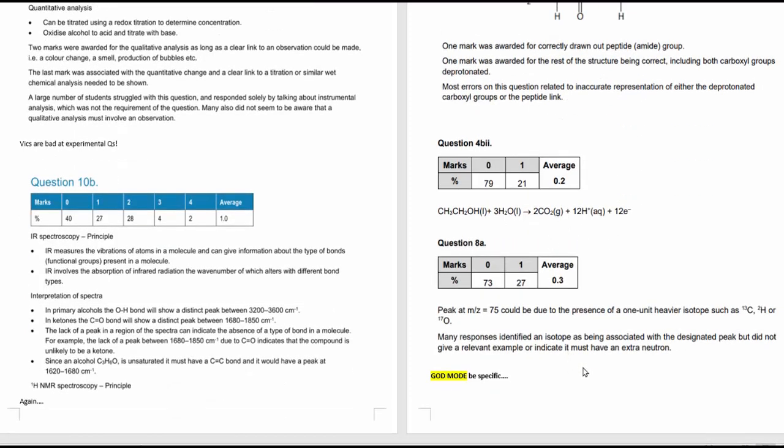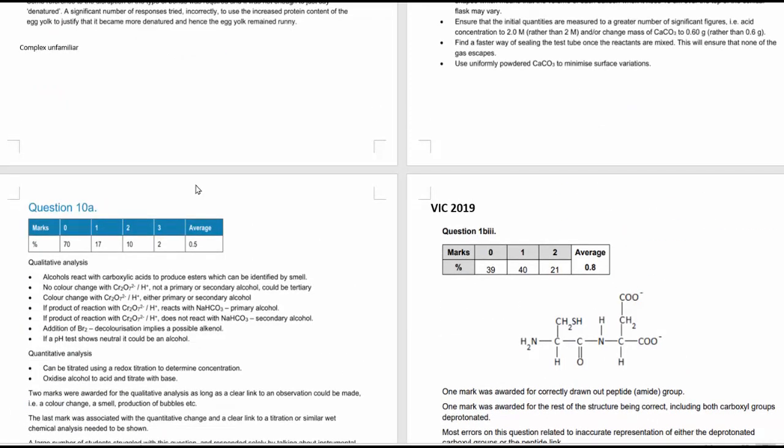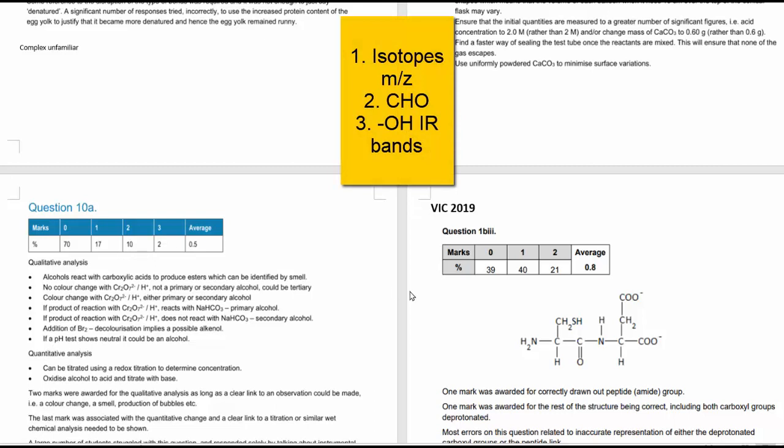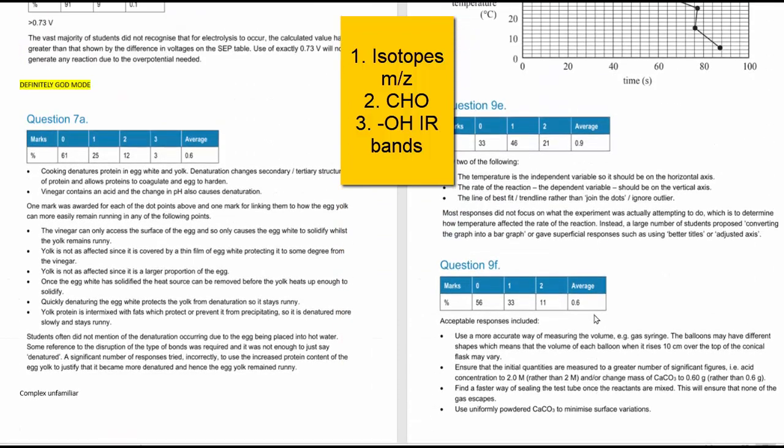Bit of complex unfamiliar, and a bit more complex unfamiliar too with the isotopes. They wanted a specific example as well, not just to say isotope, but give the actual element, or the mass number really. So say it's got an extra neutron or whatever. Okay, so definitely a few evidences of God mode. I wouldn't say the 3 points I've picked up, the isotopes, the carbohydrates, and the IRs, is God mode. But besides God mode, those three things seem to just pop up, and it doesn't even matter the fact I'm telling you, because it was in the previous paper and then the very next paper, and people are still getting it wrong. And that's Victoria, who apparently have higher standards than Queensland.